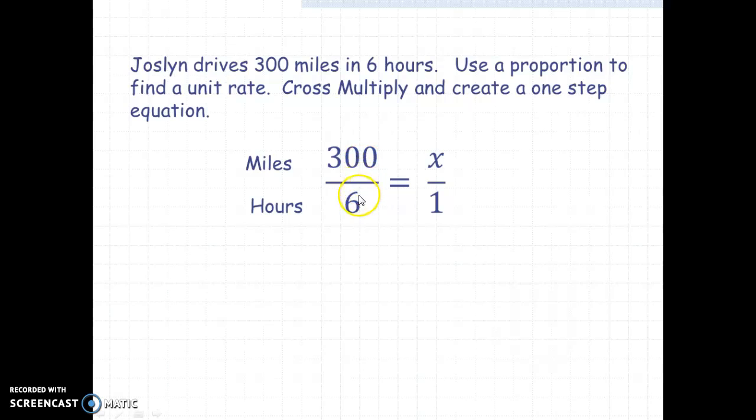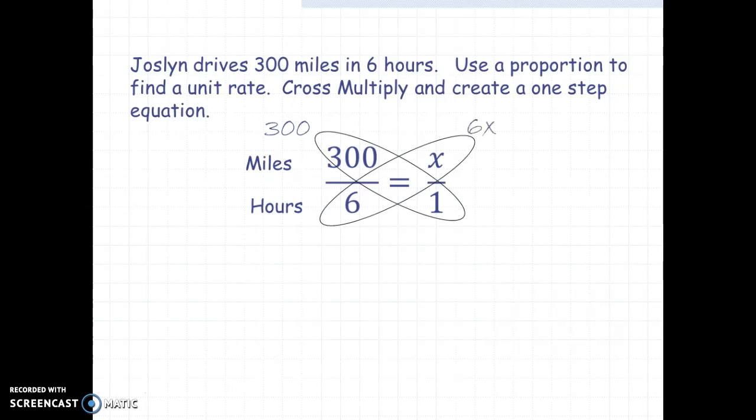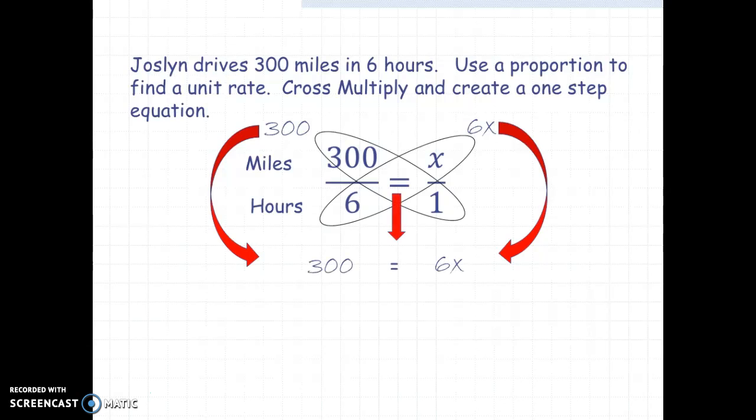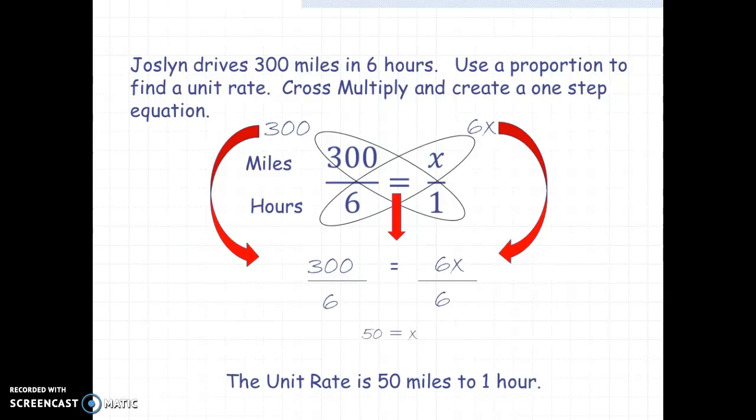So we can set this up as 300 over 6 equals x over 1. So we cross multiply, and we get 1 times 300 is 300. 6 times x is 6x. We can bring those down and bring down our equal sign to give us a one-step equation, which we can all solve. To get x by itself, we divide by 6. So x is going to equal 50. If you drive 300 miles in 6 hours, you are driving at a rate of 50 miles per hour. Okay? The unit rate is 50 miles to 1 hour.